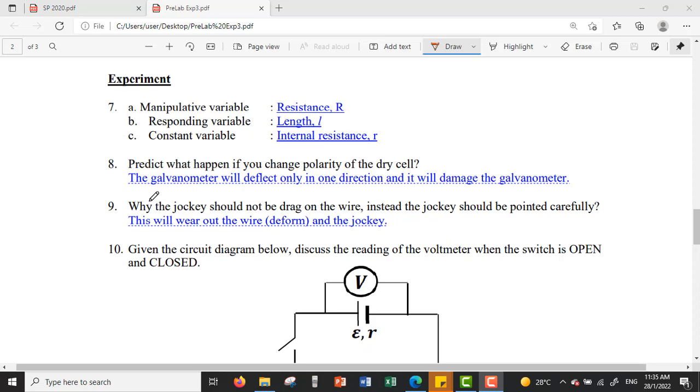Then question 9, why should the jockey not be dragged on the wire, instead the jockey should be pointed carefully? In order to find the balance length whereby the galvanometer reads 0, we should tap the jockey at different positions. We cannot slide or drag the jockey on the wire. This is to avoid wearing out the wire, the wire becoming deformed, and also spoiling the jockey.